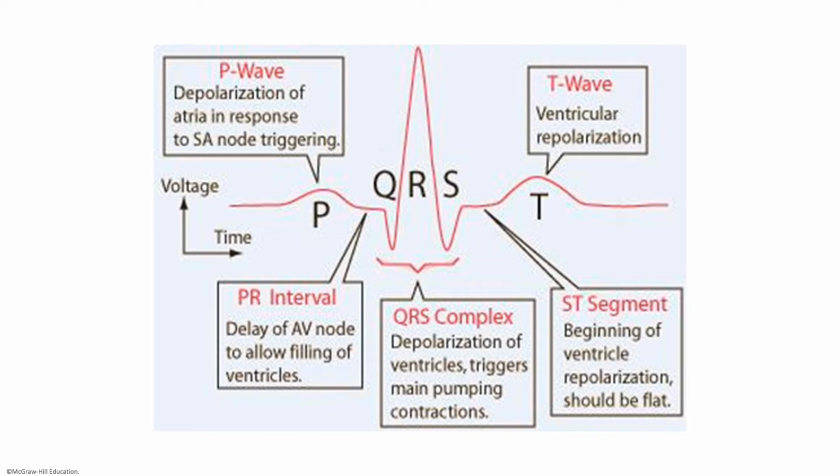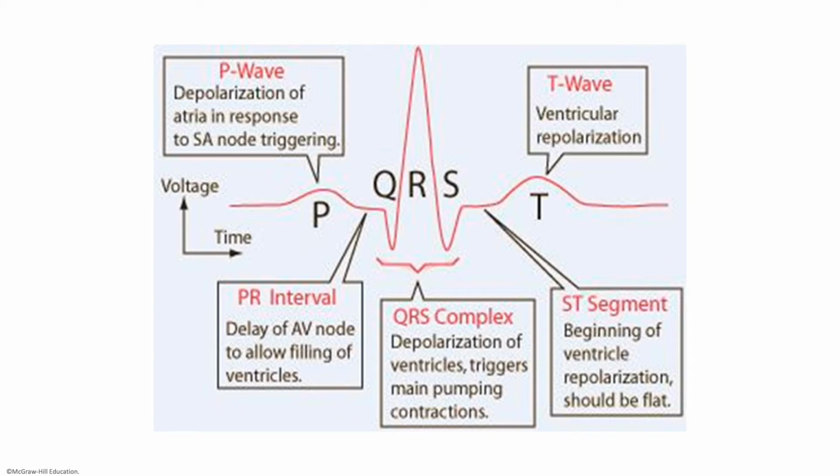The PR interval is the little space in this line between the P wave and the QRS complex, which is the really big upswing in the graph. That PR interval is that delay we talked about of the AV node. So this is where the impulse is delayed to allow your ventricles to completely fill with blood, because again, we don't want your ventricles ejecting half-full chambers.